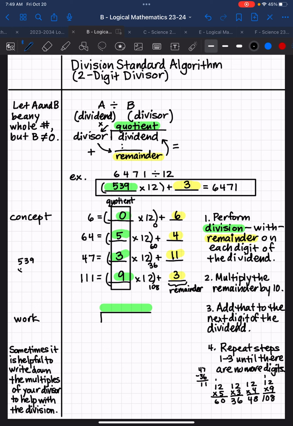539 times 12. 2 times 9 is 18. Write the 8 down, put the 1 on top. 2 times 3 is 6, plus 1 more is 7. 2 times 5 is 10. That's a double-digit number, so I'm going to write 0 down here. And I'd put the 1 up if 2 was multiplying another number, but it's not. So I'm going to put the 1 down below.